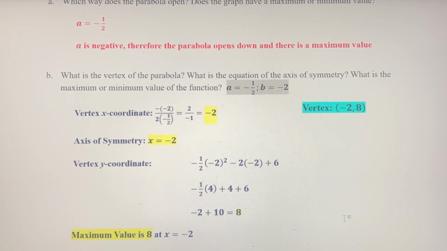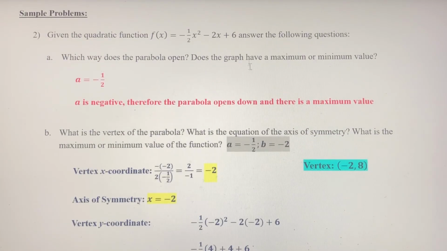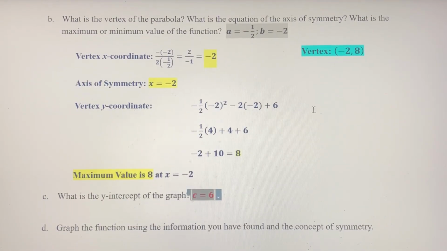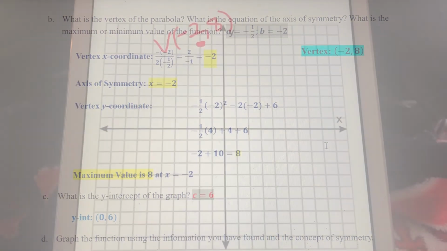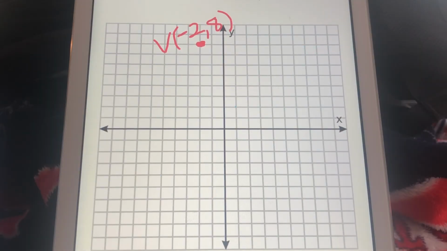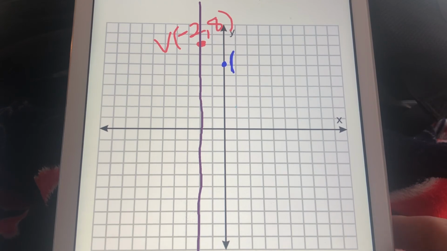All right, one last thing to find before we graph this: the y-intercept. Remember, the y-intercept was that c value, that constant at the end of the function. So the y-intercept here is going to be 6 because c equals 6. And now I've got enough to graph this without using a table of values, without finding the x-intercepts. So let's move on over to the graph. We had our vertex at negative 2, 8. Remember, our axis of symmetry was the vertical line through that point. And the other value we found was the y-intercept, which we found to be at 0, 6.